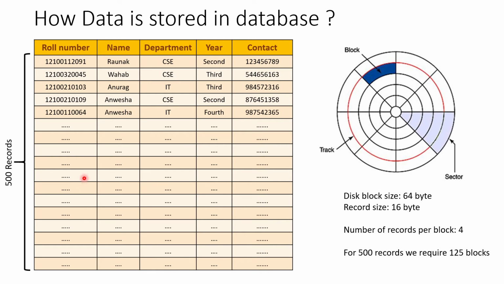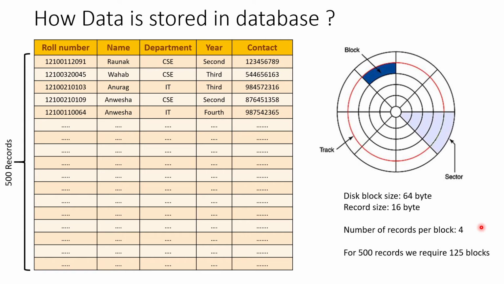So that means if I want to store these 500 records, how many blocks do I require? I total require 500, I'm sorry, 125 blocks. Why? Because a particular block contains only 4 records, and I want to store 500 records, so it will require 500 by 4, that is 125. It's very simple.